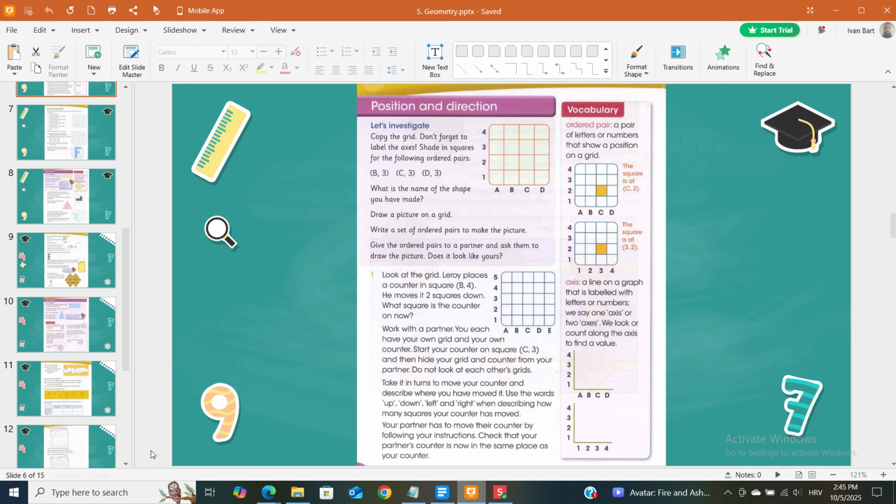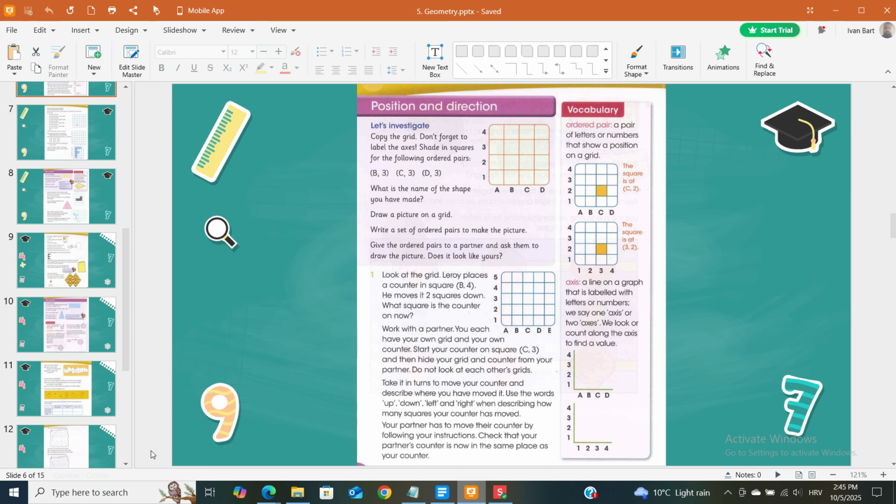Square C, 3. Vocabulary. Axis. A line on a graph that is labeled with letters or numbers. We say 1 axis or 2 axes. We look or count along the axis to find a value.